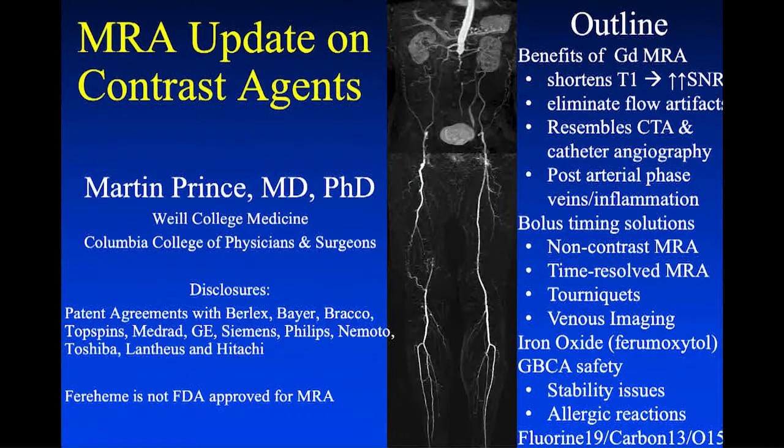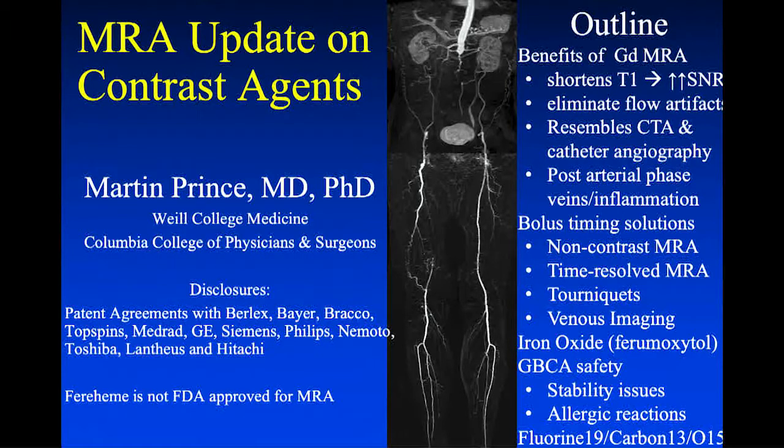It's a great pleasure to be here in beautiful Nancy, and I'm going to talk a little bit about updating some concepts with contrast agents. I want to first talk a little bit about the benefits of gadolinium MRA. It's used for shortening the T1, which enables you to boost up the signal to noise of your MRI angiograms to get higher resolution or faster.